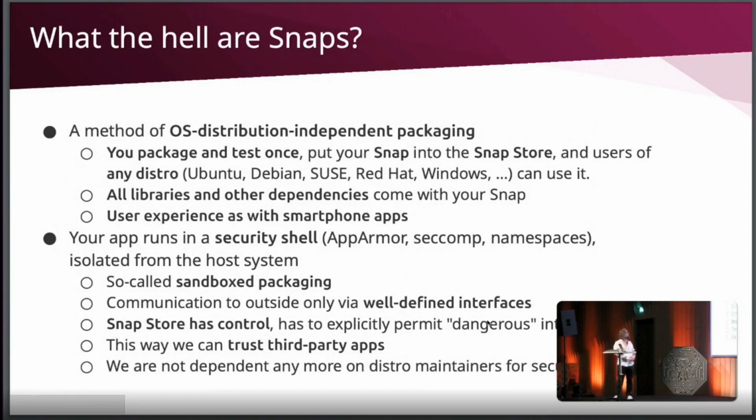And what the hell are snaps? We have a method of distribution-independent packaging. One packages and tests once, and then puts the snap into the Snap Store, and users of any distro can download and install it. They only need to install snapd beforehand if the distro does not bring that. It works on Ubuntu, Debian, SUSE, Red Hat, Windows, and whatever distro you are using. And you can use the package.